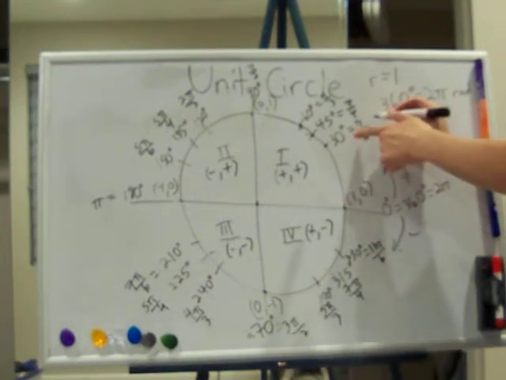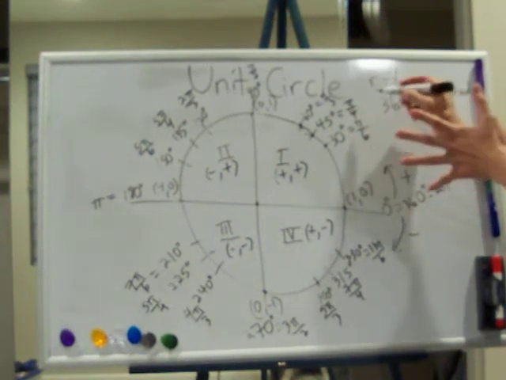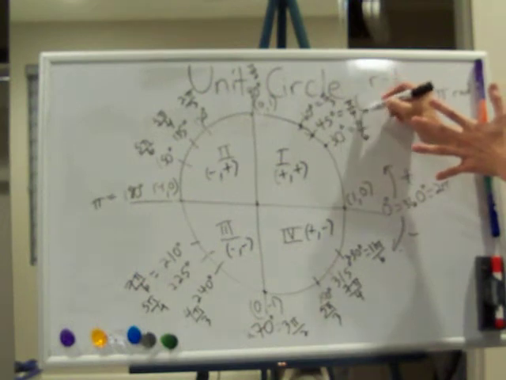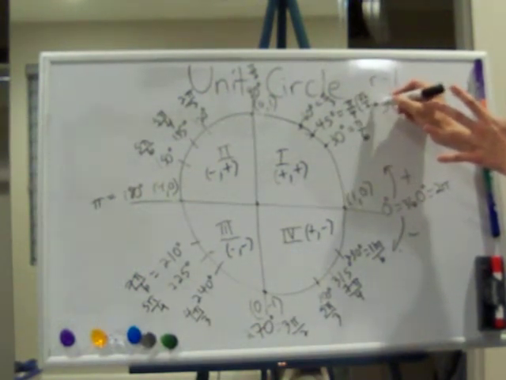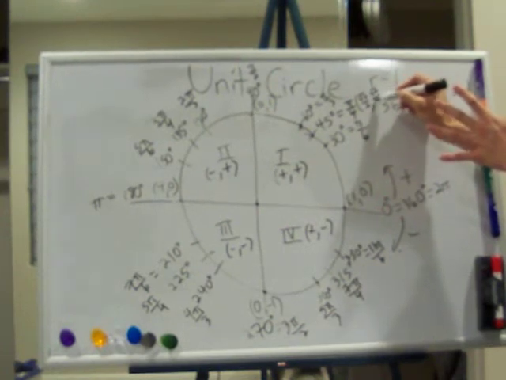So let's start with 45 degrees, pi over 4, that's generally going to be easiest. So you want to start off by memorizing this is rad 2 over 2, comma, rad 2 over 2.